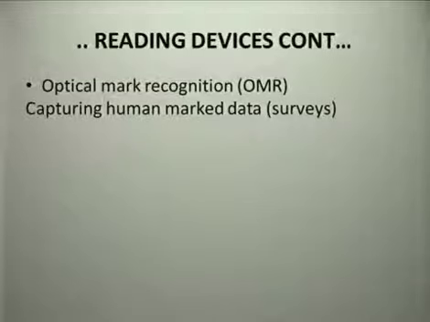Then you also have your optical mark recognition system. Now this device would actually capture your surveys. You know, when you fill in your surveys and you have circled your answers, you feed them onto this device, and it will be able to analyze the data that was captured and then give you a form of a summary of this data.